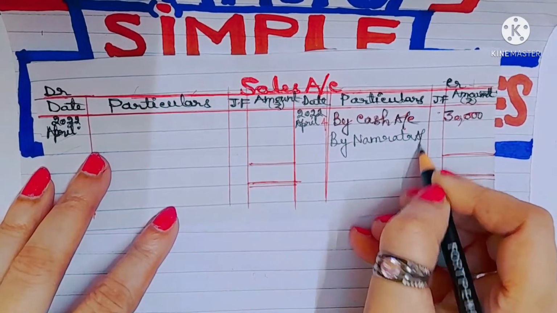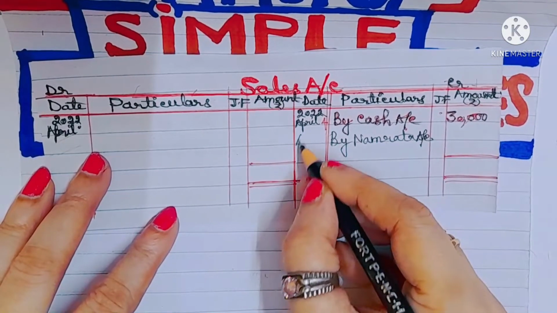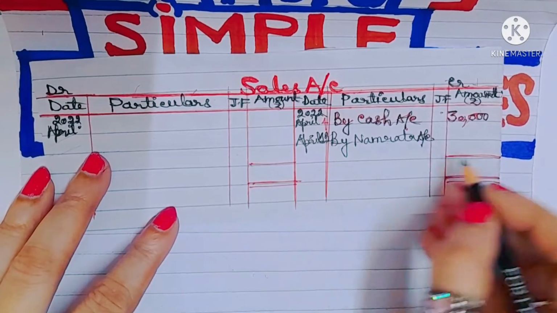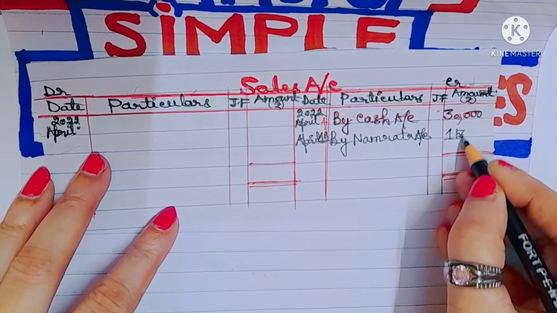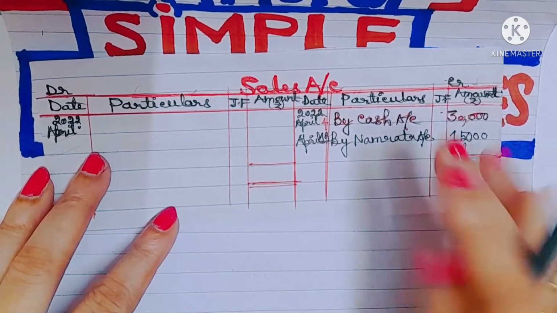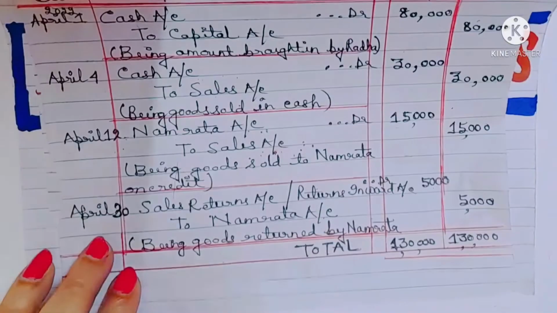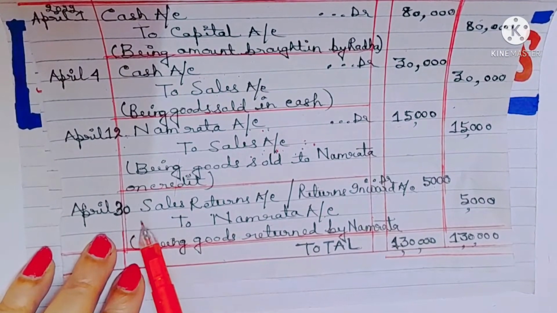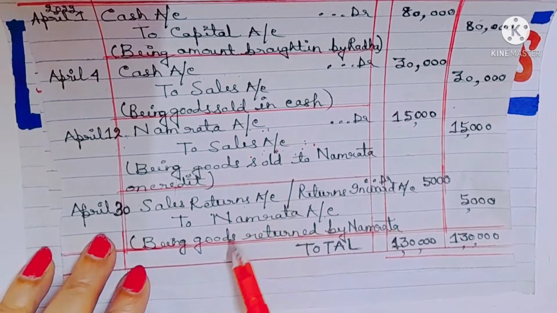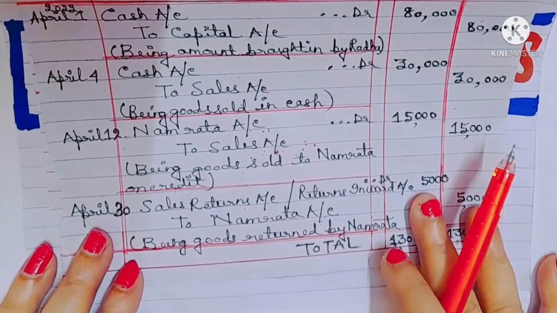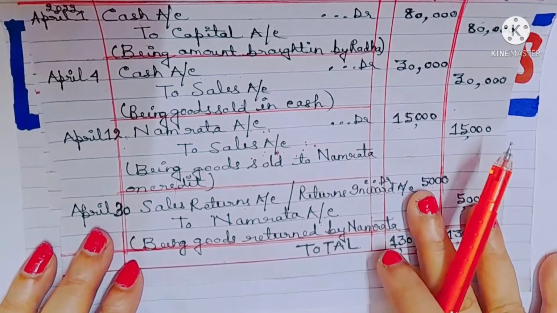What is the date? Date is 12th April. Amount is 15,000. So let's see, is there any other sales transaction? See here, on 30th April sales returns account debit to Namrata account. So there is no sales account. Just ignore, and now let's close the sales account.